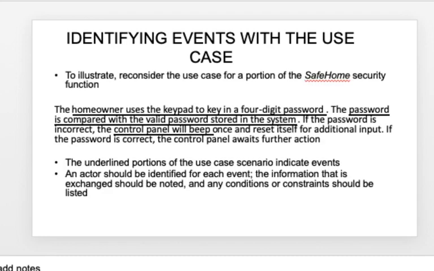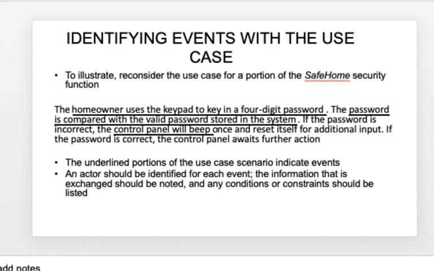To illustrate, reconsider the use case for a portion of the safe home security function we discussed earlier. The homeowner uses a keypad to key in a 4-digit password. The password is compared with a valid password stored in the system. If the password is incorrect, the control panel will beep once and reset itself for additional input. If the password is correct, the control panel will await further action.